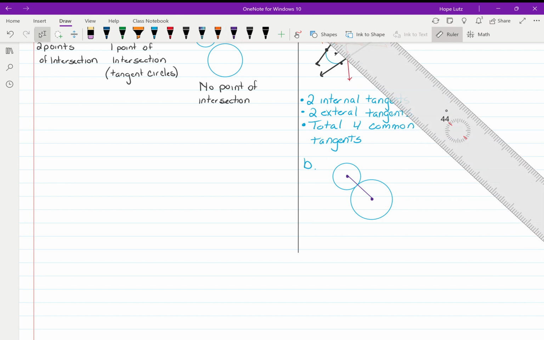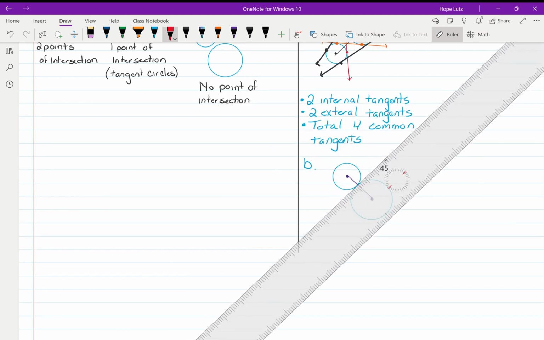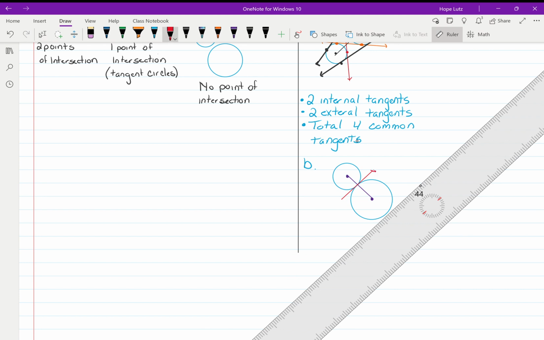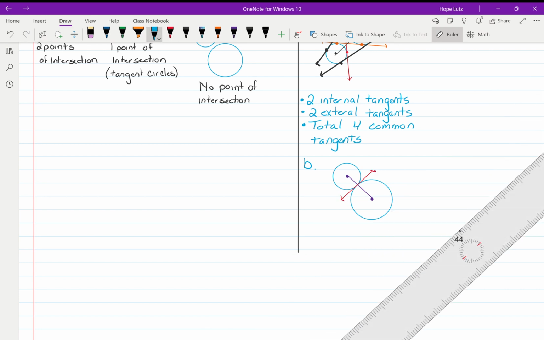So now I've got to figure out how many times I can draw the lines where they're going to hit. All right, so in this case, if I'm looking in between the 2 circles, I'm only going to be able to draw one line, which means that I have one internal tangent. Remember, tangent's where it's hitting the circle.